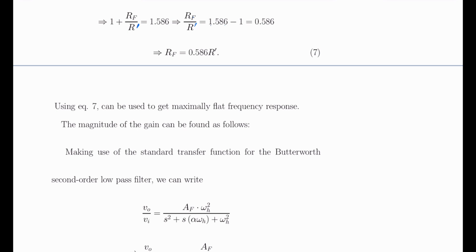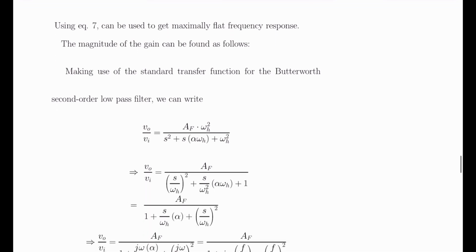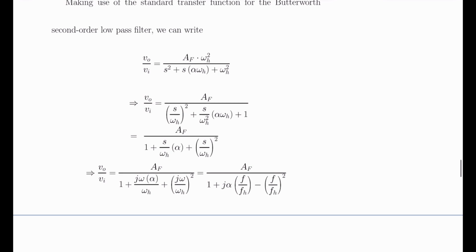How to find out the gain? We make use of the standard transfer function for the Butterworth second order low pass filter, and we write again Vo upon Vi is AF into omega h square upon S square plus S alpha omega h plus omega h square. You divide both numerator and denominator by omega h square. So here we get Vo upon Vi is AF upon (S upon omega h) whole square plus (S upon omega h) into alpha plus 1.